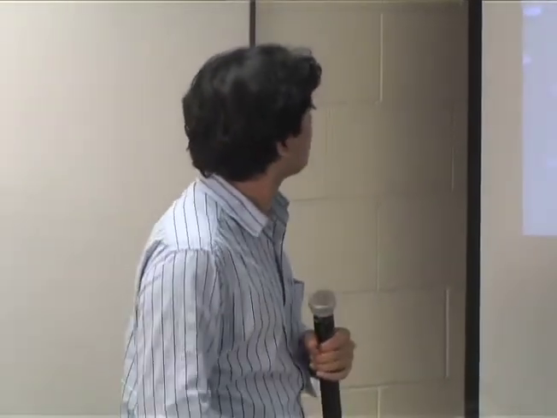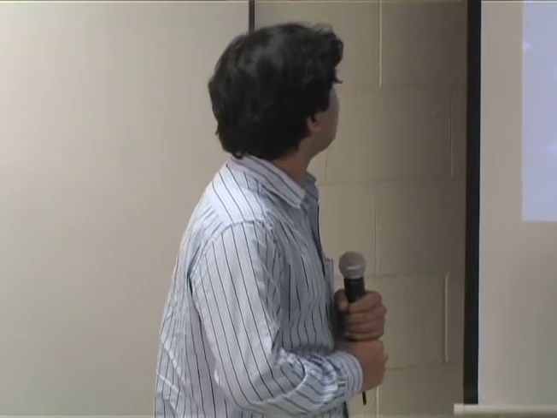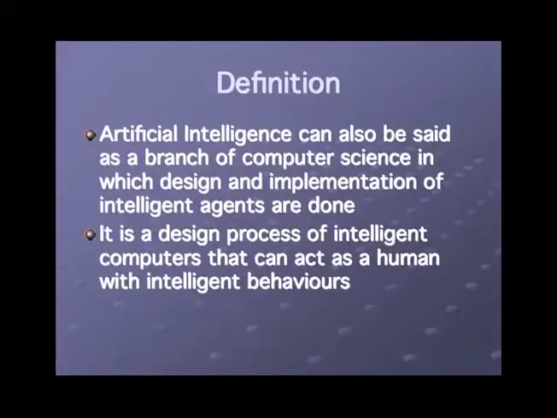Next slide. I have a definition for artificial intelligence. It can be said as a branch of computer science in which design and implementation of intelligent agents are done. That's self-explanatory. It is a design process of intelligent computers that can act as a human with intelligent behavior.